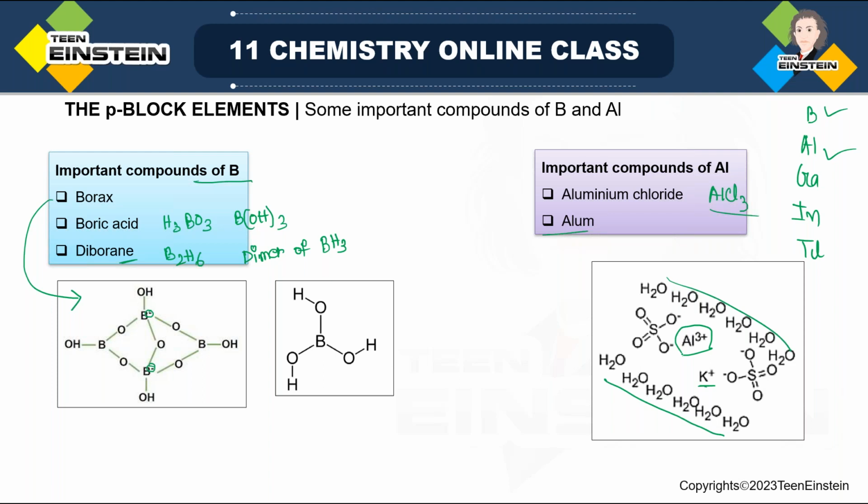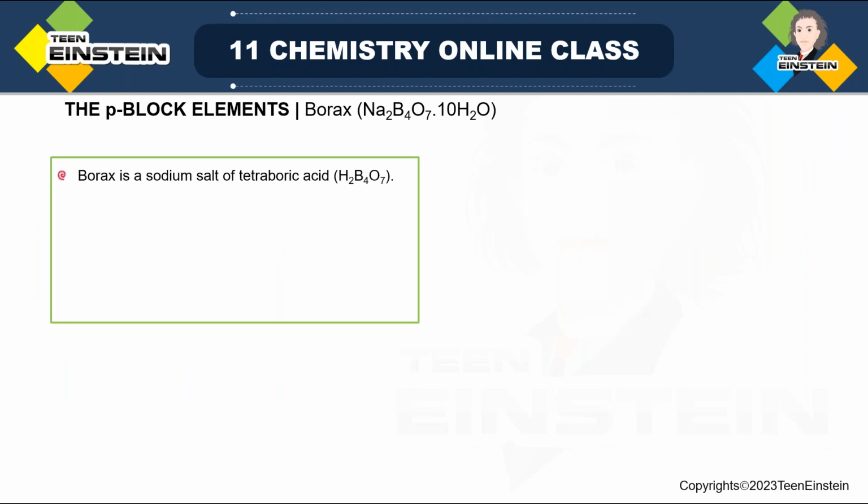Okay. So first we will start with boron compounds: borax, boric acid, diborane. We will see their preparation. If there are some unique structure-related points, those also we have to consider. So preparation, properties and applications, and also if there are some unique features of structure that we have to know about all these three molecules, borax, boric acid, diborane. So we'll start with borax.